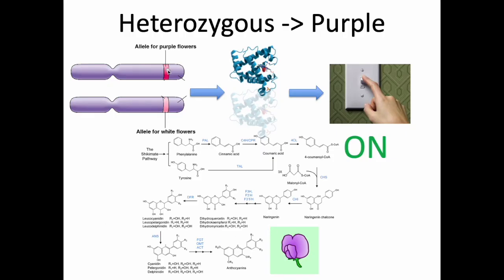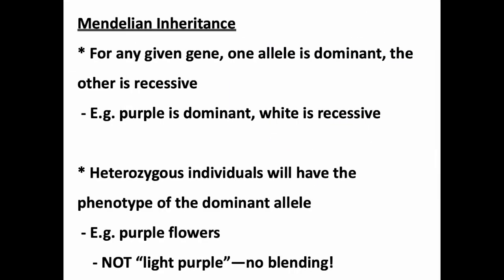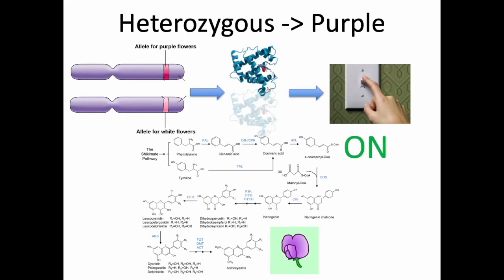So again, this is a lot of information, but what's my take-home message from this? Here's my summary of all of this. For any given gene, whether it's flower color or whatever, one allele is dominant and the other allele is recessive. If we want to look specifically at pea flowers, purple is the dominant allele, white is the recessive allele, and we know why because of this.